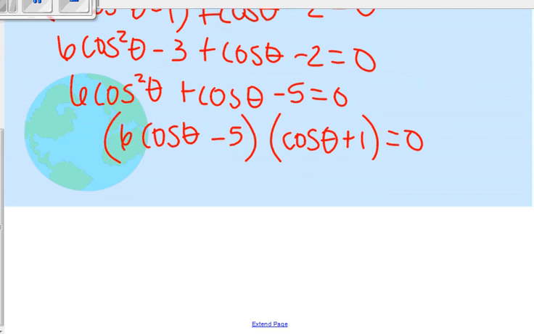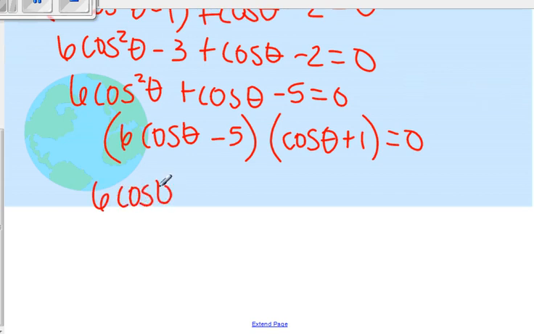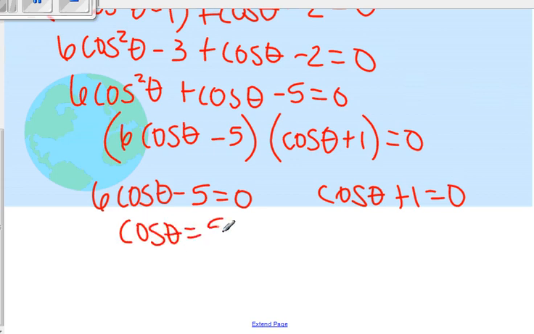So from the first one, we're going to get 6 cosine of theta minus 5 equals 0. And the second piece is going to be cosine of theta plus 1 equals 0. So here we're going to get cosine of theta equals 5/6, which is a true value. And you could go into using right triangle trig to solve, but I want you to just stop there. And I'm cool with that answer. And then over here we got cosine of theta equals -1, and that's going to be at pi.